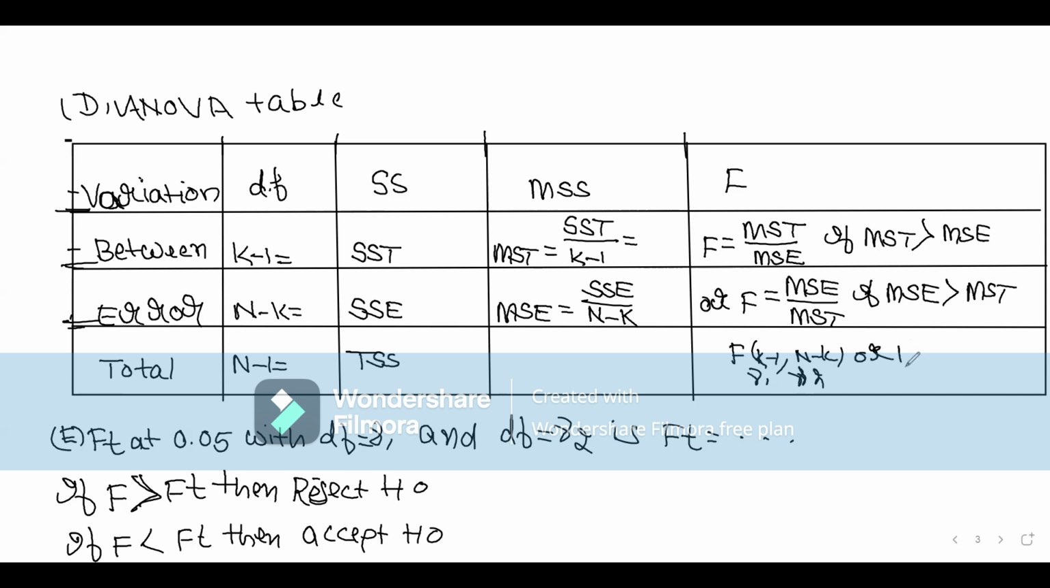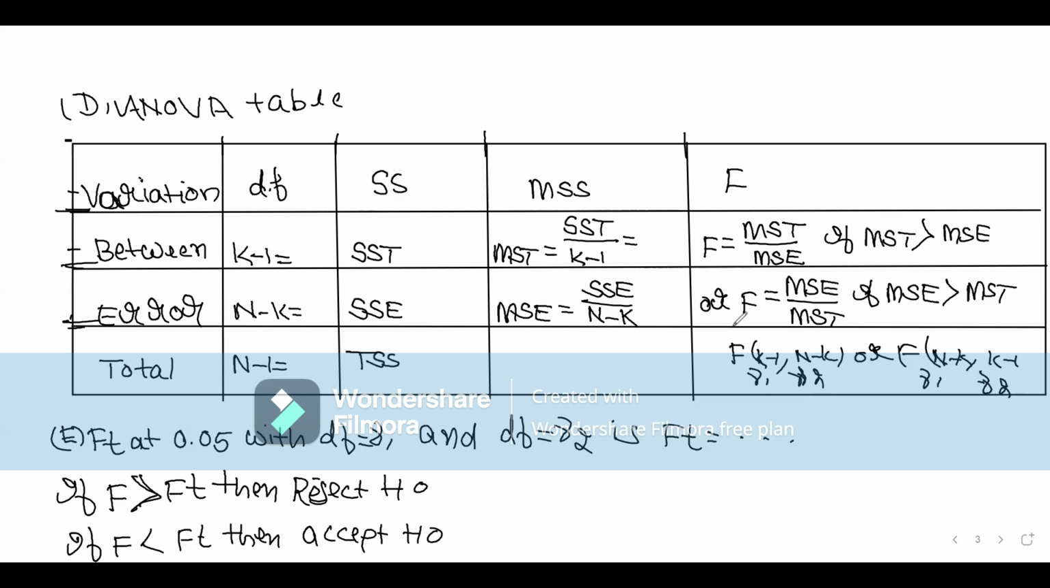Or it may be the other way also. Suppose MSE means N minus K, then comma K minus 1. Now this becomes mu1 and this becomes mu2 in the table. Then F at 0.05 with degrees of freedom mu1, mu2, and its value comes from the table.